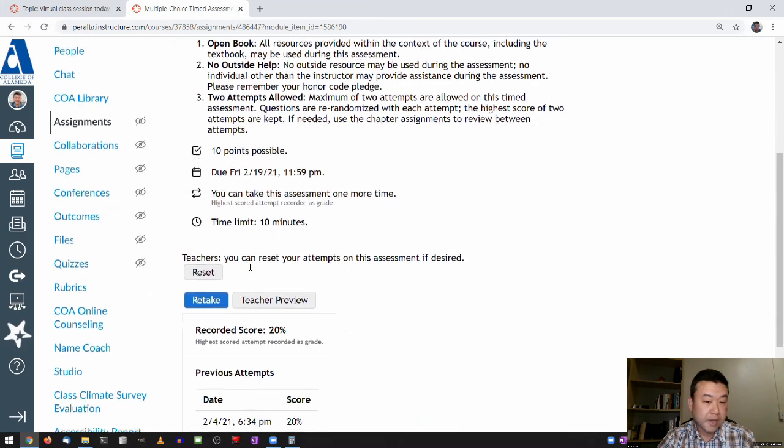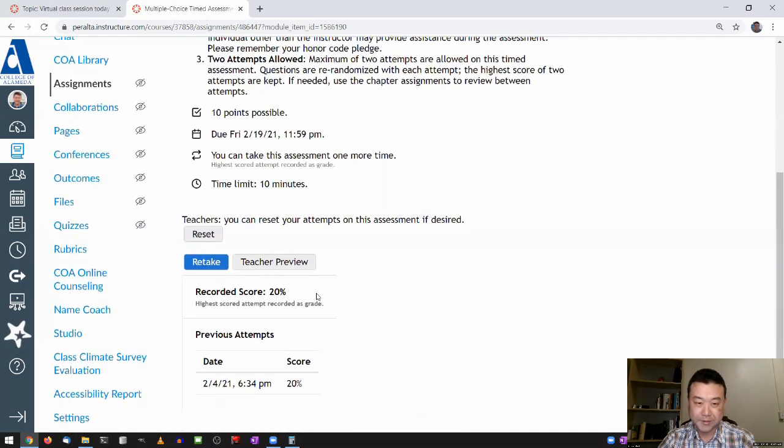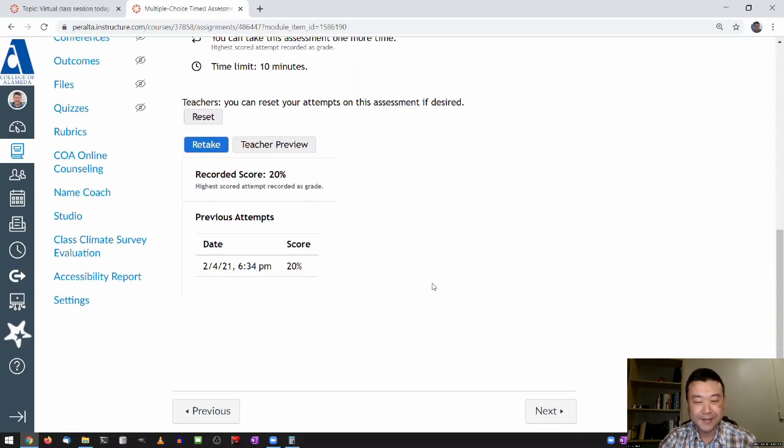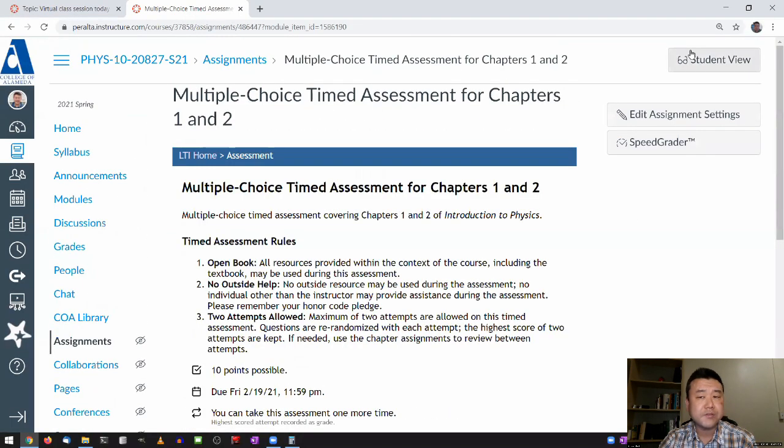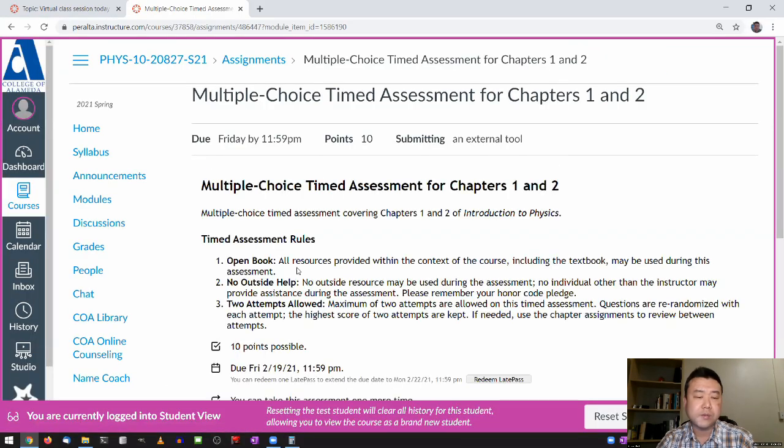So take it once, and if you get 20%, then study, prepare, and take it again when you feel ready. You get 2 attempts, and the first attempt is intended to be used as practice, to get a sense of how well you are prepared.